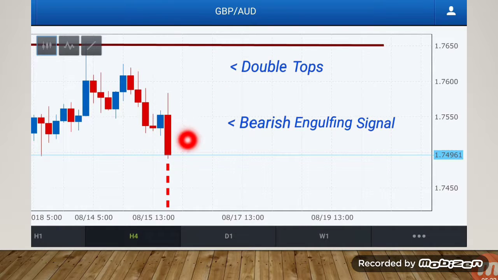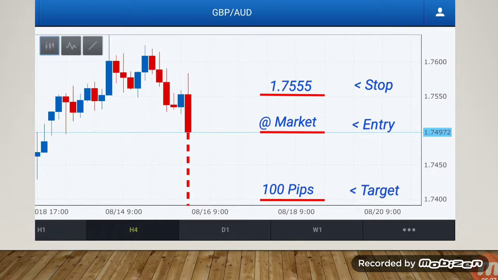So double tops, bearish engulfing candlestick formations, very common when it comes to trend changes, generally speaking, as well as more specifically trend changes within the context of the formation of consolidation setups.